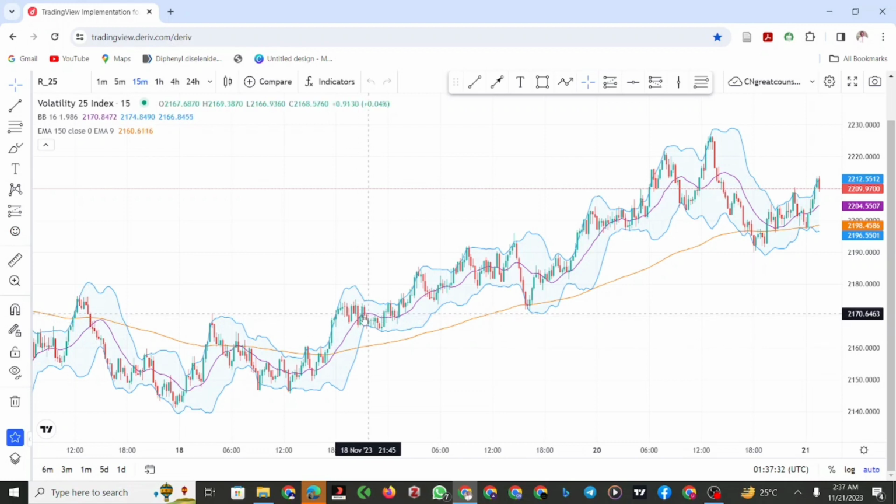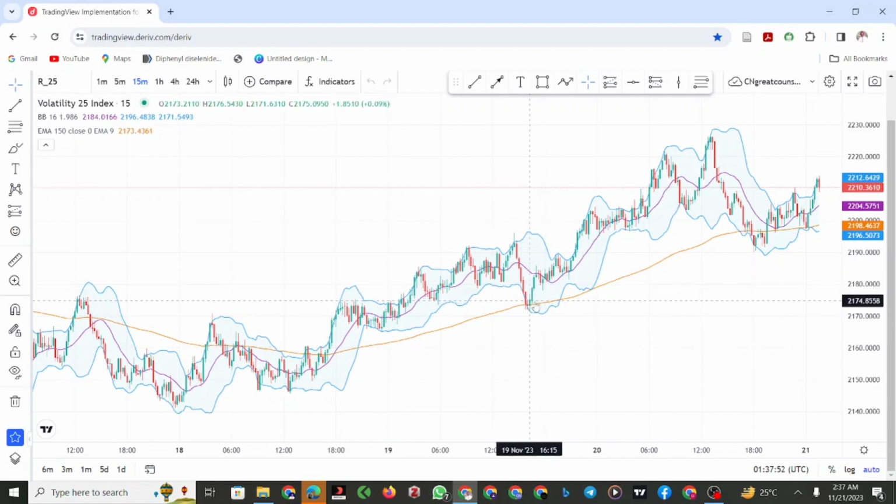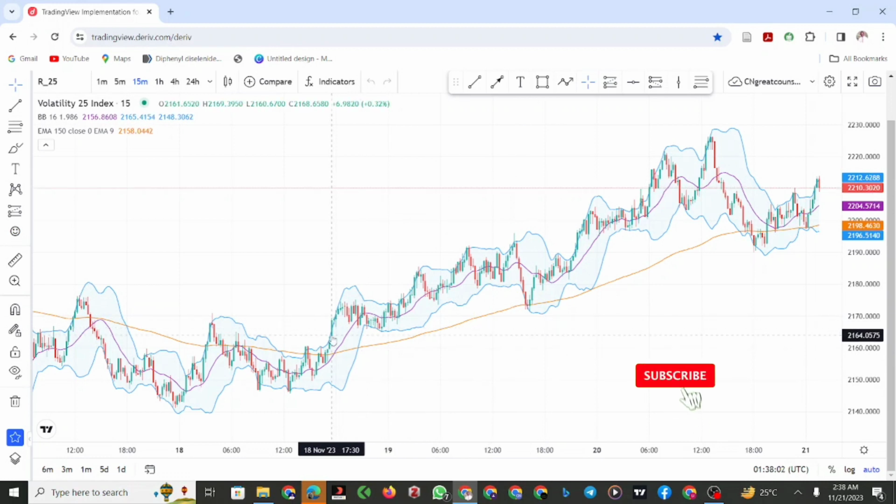Now, if for instance this is a pullback, and the three lines of the Bollinger Band crossed the EMA upwards, and then this pullback had happened and it cuts the EMA, just like in this situation now, though it didn't cut it completely, but it is just at it. Now the instruction says you are not supposed to take the trade. You wait and observe what the price is going to do.